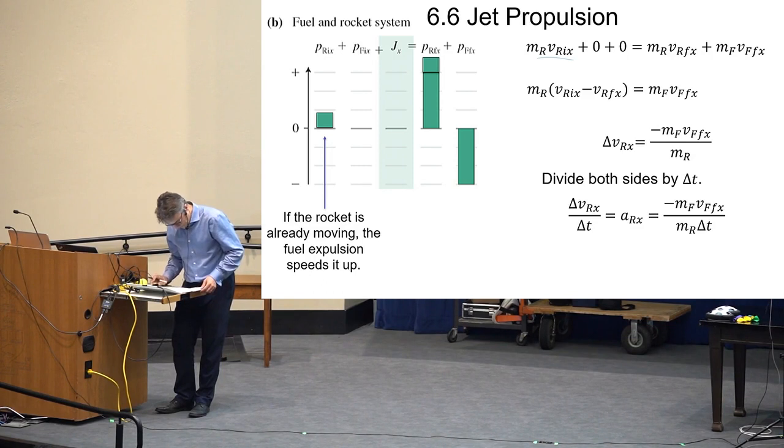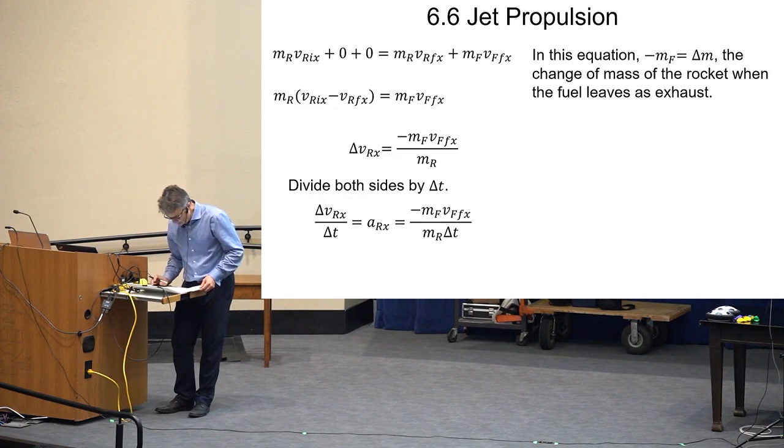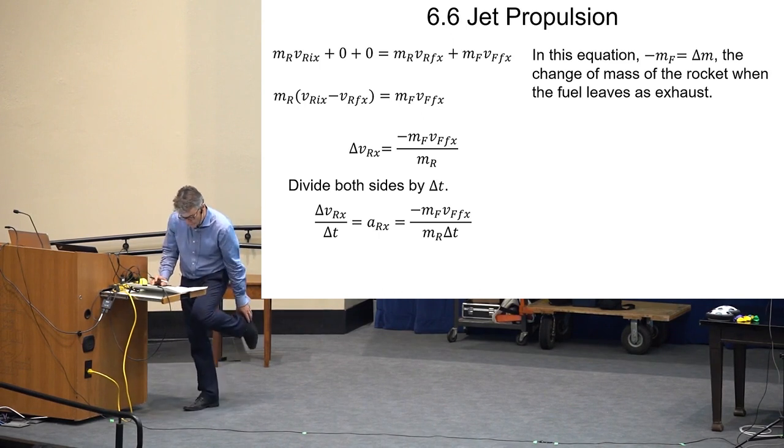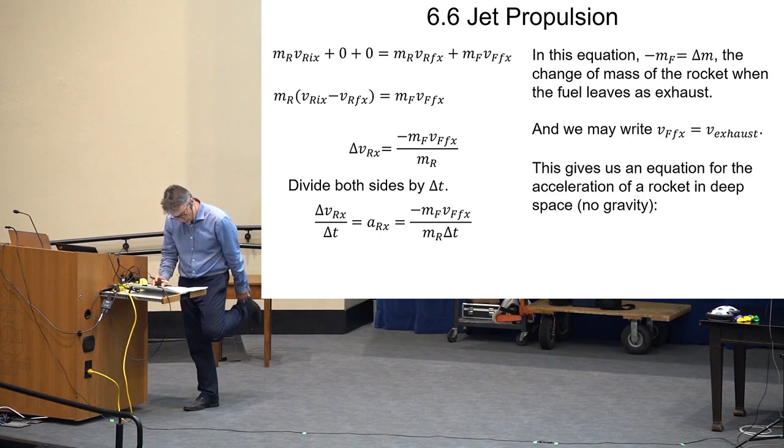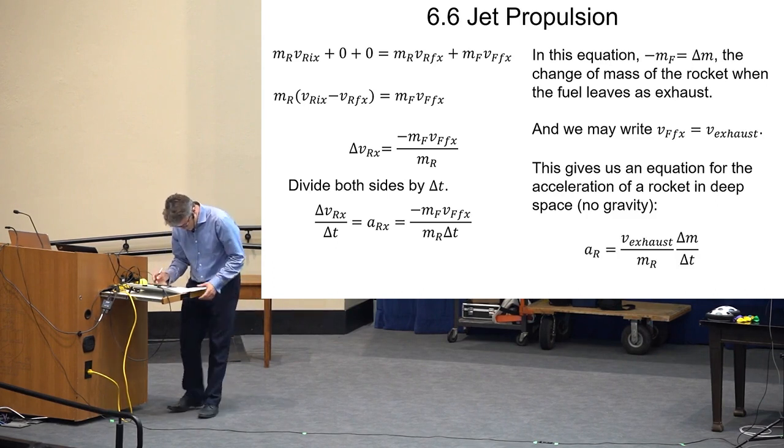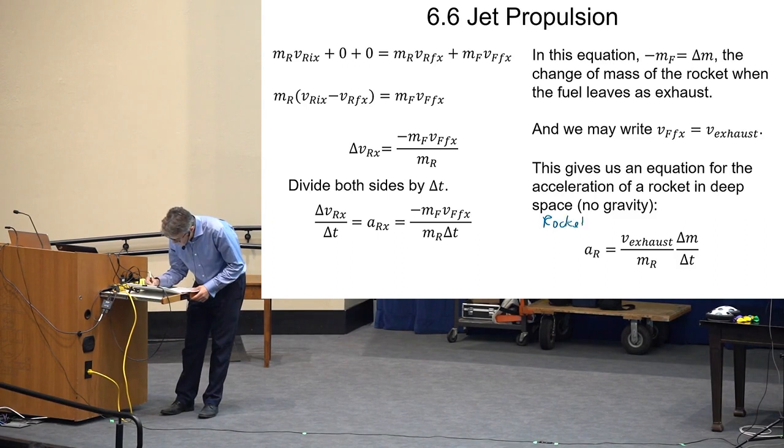So just looking at that again, in this equation, negative m_f is delta m, the change in mass of the rocket when the fuel leaves as exhaust. So this gives us an equation for the acceleration of a rocket in deep space. This is what's called the rocket equation. It was in the pre-class notes as well as it's going to be in the post-class notes.